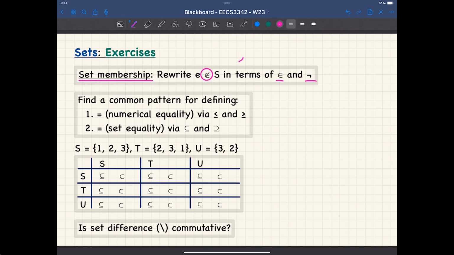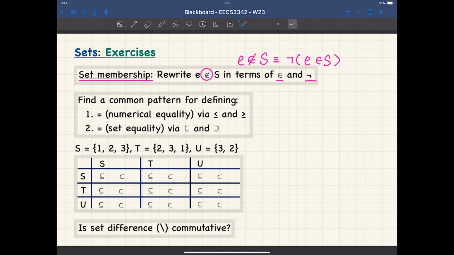If I say E is not a member of S, I can definitely say it's equivalent to: it is not the case that E is in S. Sometimes it might be desirable to rewrite this notation into this, so that you can focus more on this particular membership to talk about. So that's why it will be useful. The first one, straightforward.